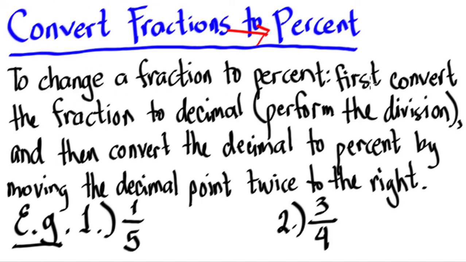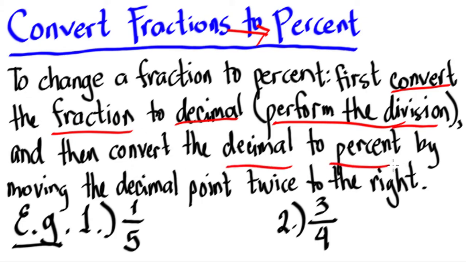To change fractions to percent, first we need to convert the given fraction to a decimal. Recall the video that I presented a while before: we need to perform the division itself and write it in decimal form. After converting the fraction to a decimal, it's easy to convert the decimal to percent by moving the decimal point twice to the right and putting the percent symbol at the end.